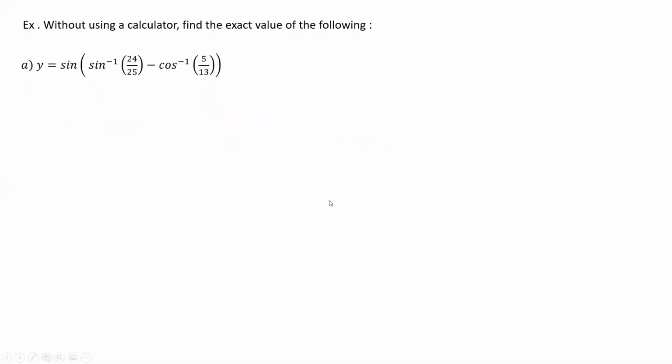Now, what other fun things can we do with this? Whew, this is looking a little bit frightening. So we start from the inside. The angle whose sine is 24 over 25. Let's call that A. The angle whose sine is 24 over 25. We could draw a diagram that matches that information. Sine, y over r. There's our y and there's our r. Find the missing side using Pythagoras.